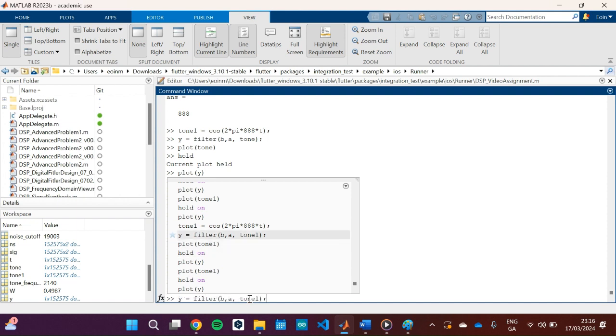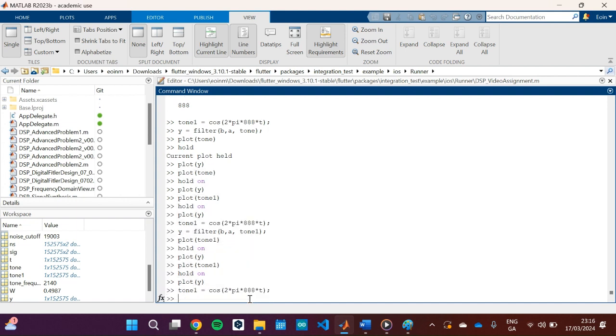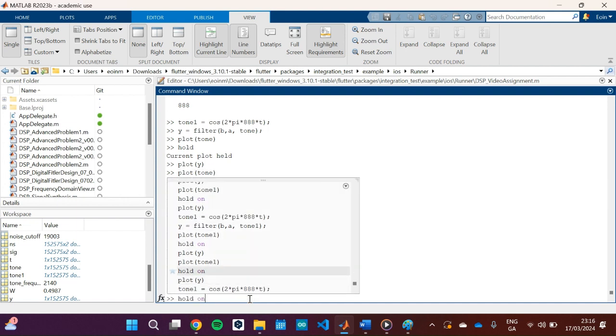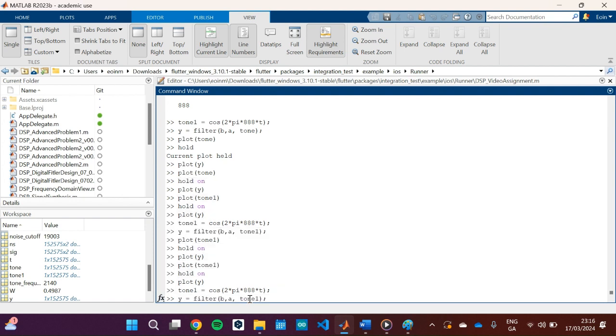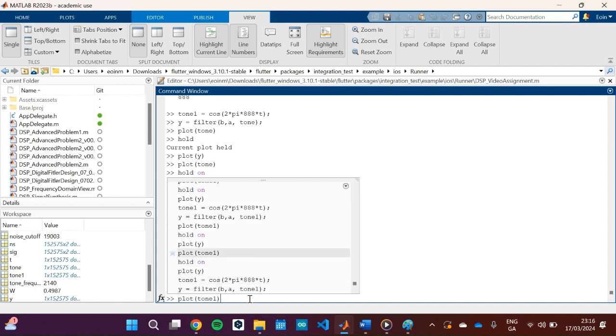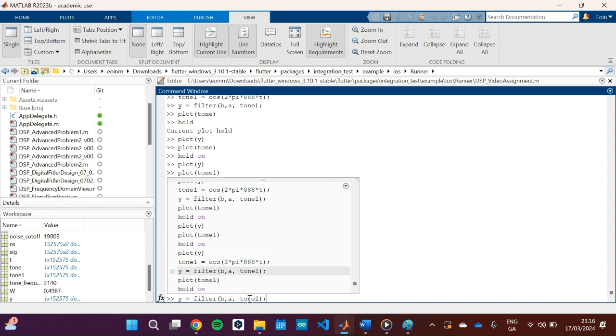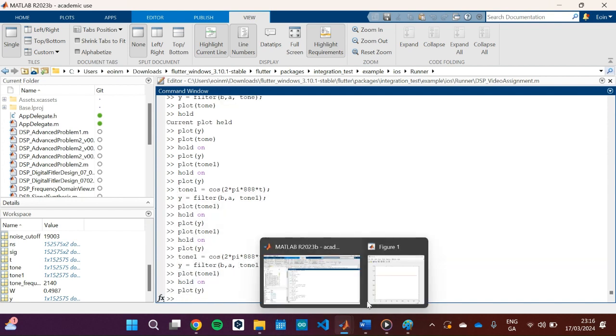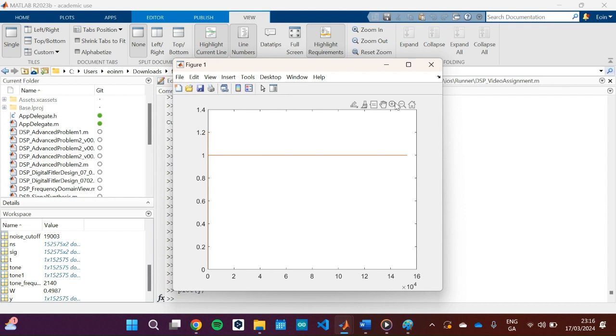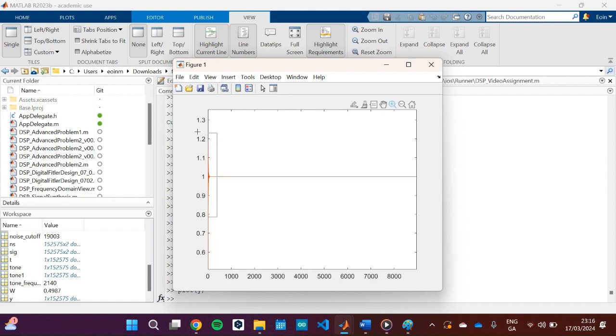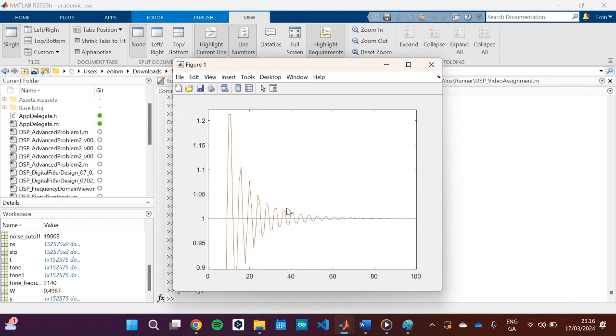Tone 1, cosine 2 pi 888 times t. Y is filter B A tone 1, plot tone 1. Oh, that is looking the same again. Hold on. Right, that's very strange. There should be two waveforms with a 45-degree shift, but it seems to be just the one.